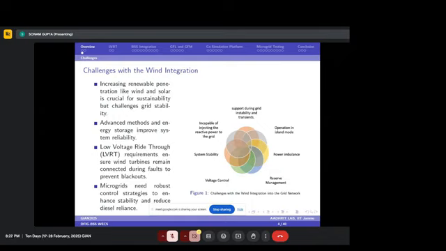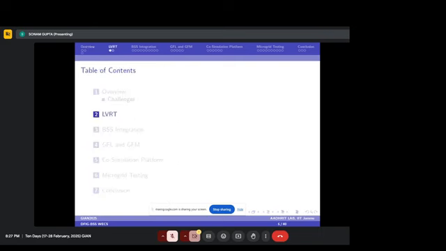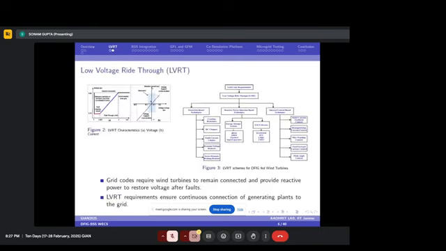And if we go to the microgrid point of view, then it also needs some robust control strategies to enhance stability and reduce the conventional sources of power for the standalone or islanded mode of operation, so that we can reduce the cost as well as the reliance on the conventional or traditional resources that depend upon fossil fuel. So here, first we will talk about low voltage ride through.